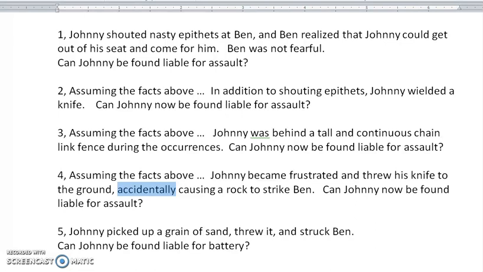Number 1 says, Johnny shouted nasty epithets at Ben, and Ben realized that Johnny could get out of his seat and come for him. Ben was not fearful. Can Johnny be found liable for assault?